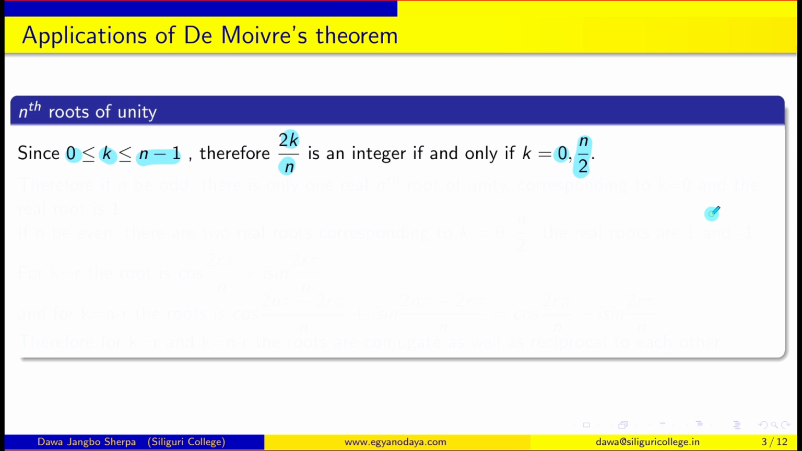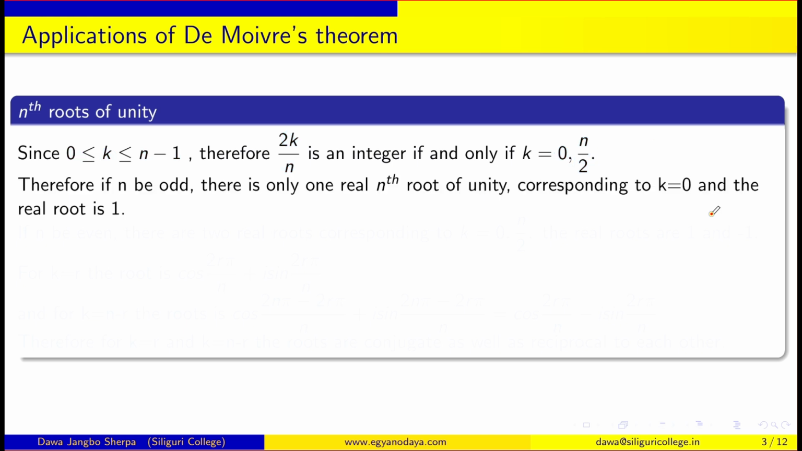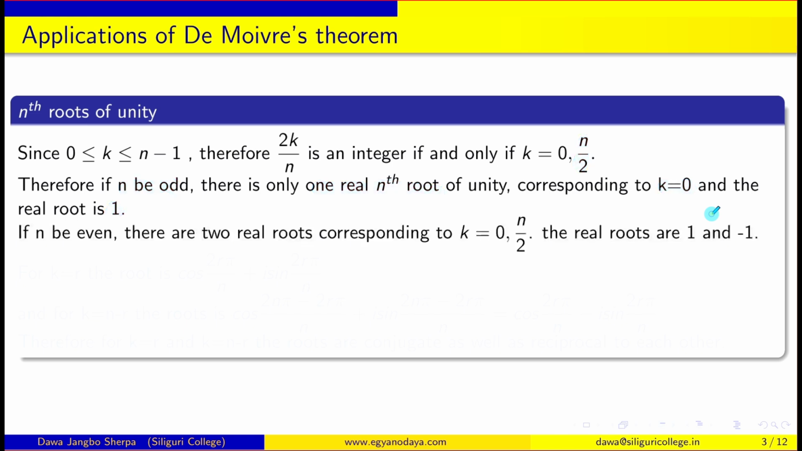So if n is an odd number, then n by 2 is not an integer. In that case there will be only one real nth root of unity. So for n odd, there is only one real nth root of unity, corresponding to k equal to 0, because in that case n by 2 is not an integer. So that root is 1. And when n is even, there are two real roots, for k equal to 0 and k equal to n by 2.